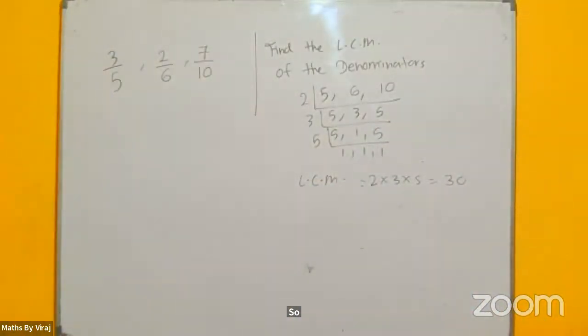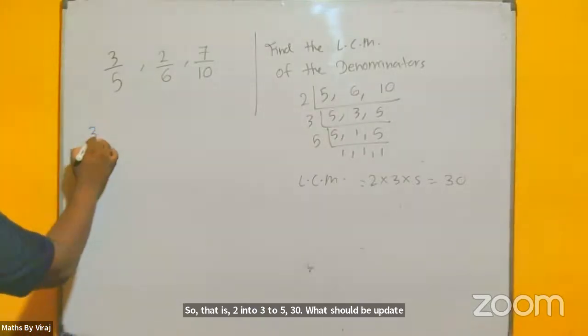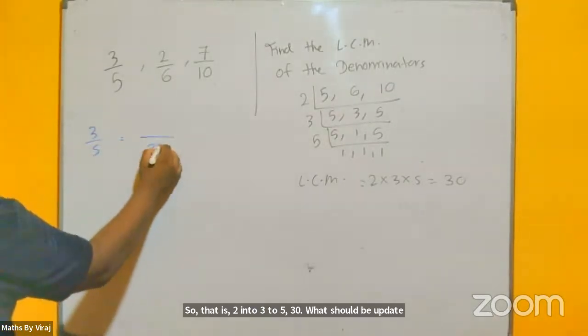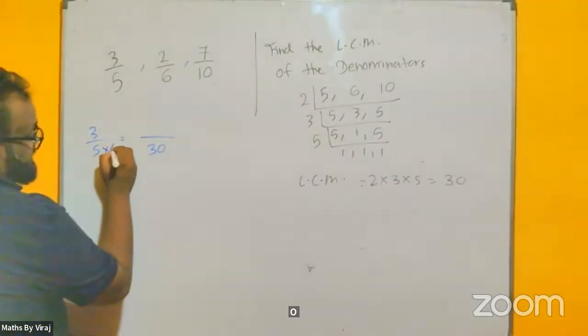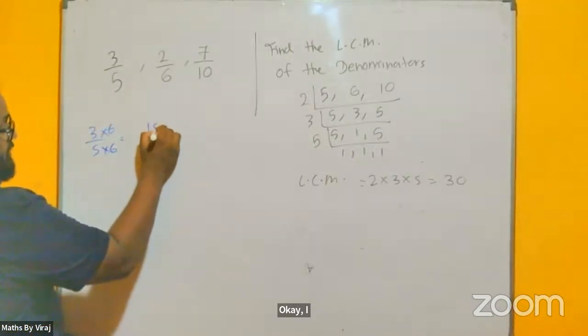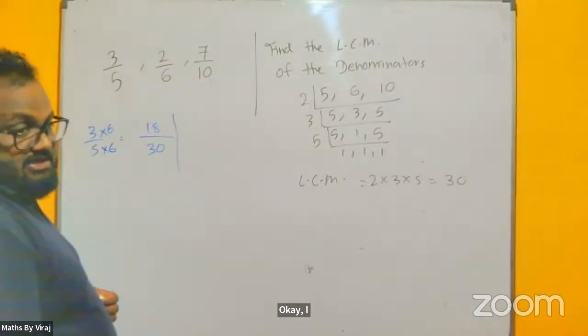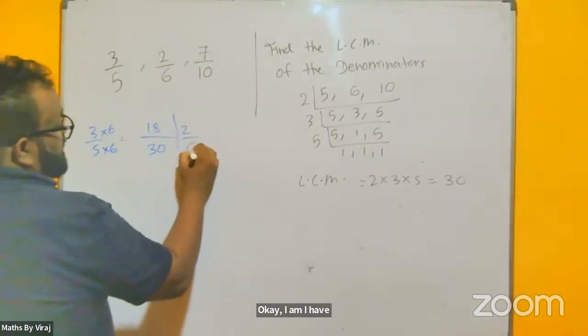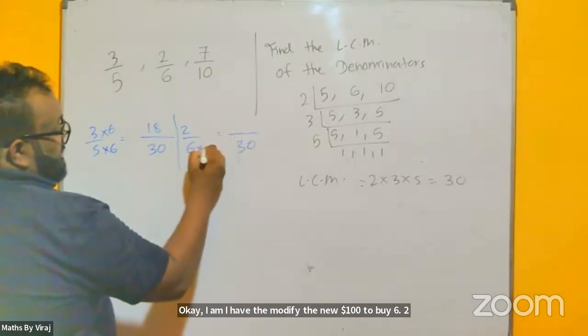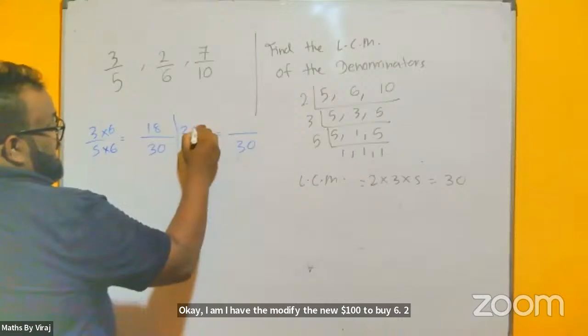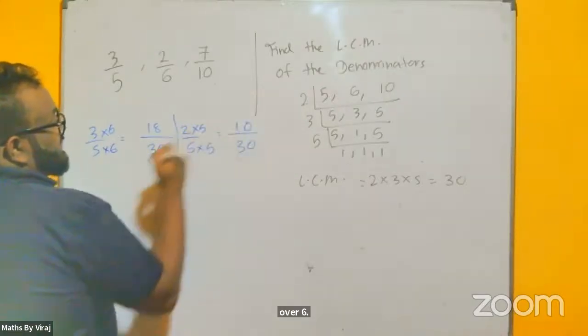What should be our objective now? How do I convert 5 to 30? I multiply by 6. I have to multiply the numerator also by 6. 2 over 6: how to convert it into 30, children? Multiply it by 5. Multiply this by 5, which gives 10.